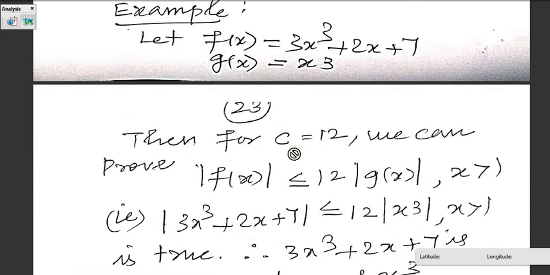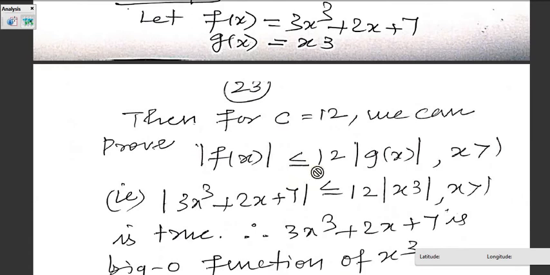Now let c be equal to 12. If c is equal to 12, we can prove the absolute value of f of x is less than or equal to 12 times g of x for all x greater than or equal to 1. It is true for these two functions. Am I correct? Now look at this. F of x is 3x cube plus 2x plus 7 as given there, and g of x we are taking as x cube, and c equals 12.